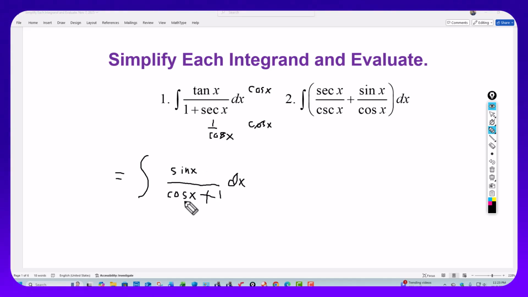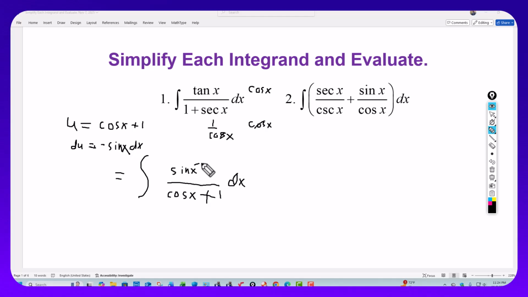The derivative of cosine is minus sine. I've got the sine of x in the numerator. Of course, the derivative of 1 is 0. So let's do this, I'm using the u substitution. Let u equal cosine of x plus 1. And taking the derivative of both sides, on the left with respect to u, that's du. The derivative of cosine is minus sine of x dx.